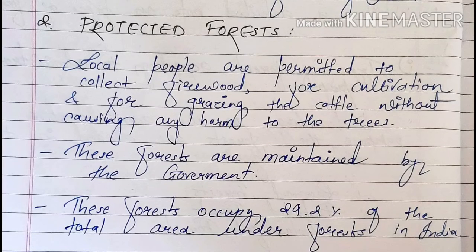Second one is protected forest. Local people are permitted to collect firewood, to cultivate and to graze the cattle without causing any harm to the trees. These forests are maintained by the government. These forests occupy 29.2% of the total area under forest in India.